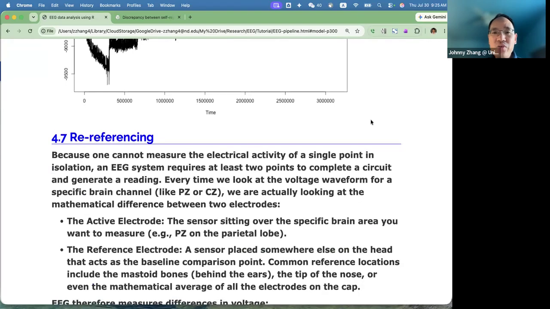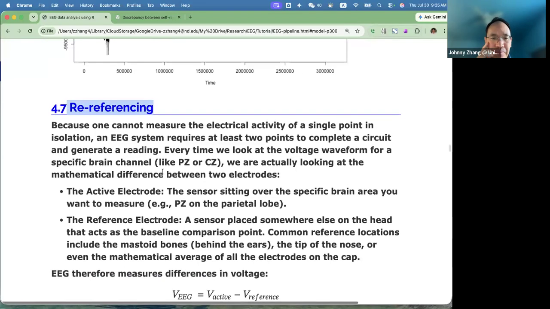And another thing we often do with EEG data pre-processing is re-referencing. As we know, when we collect data, we basically record the voltage information at each electrode. The voltage information is actually the difference between two electrodes. It's not just the signal at one electrode. It's often based on the comparison between two electrodes.